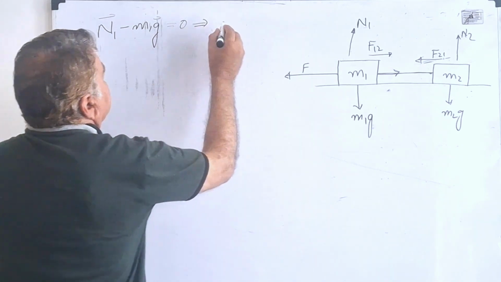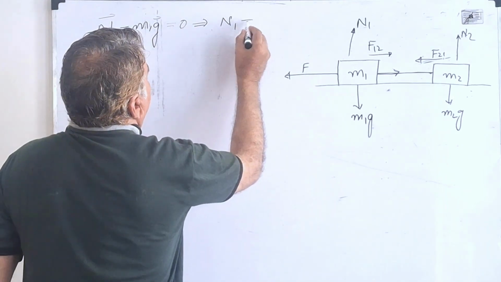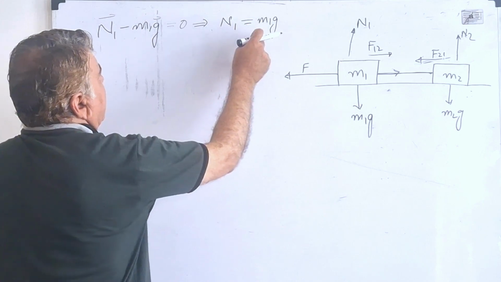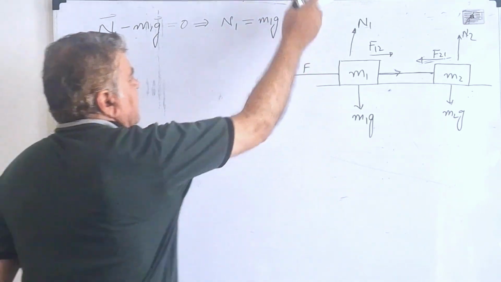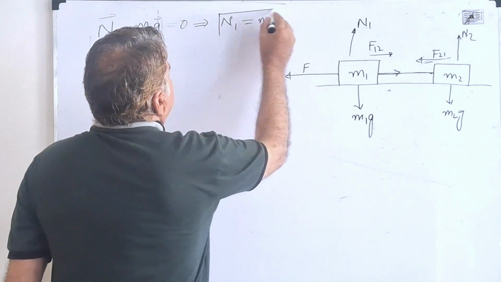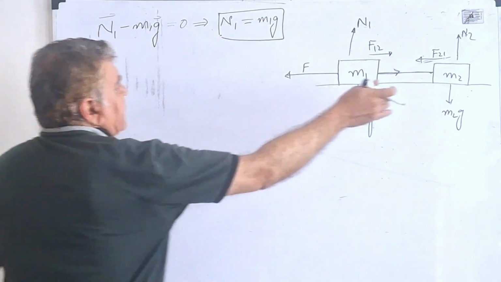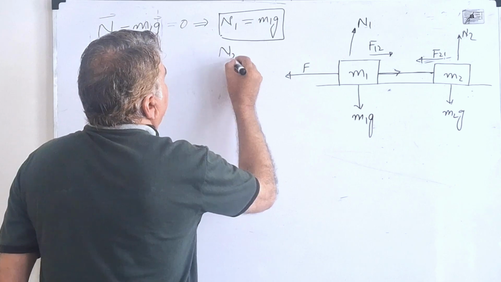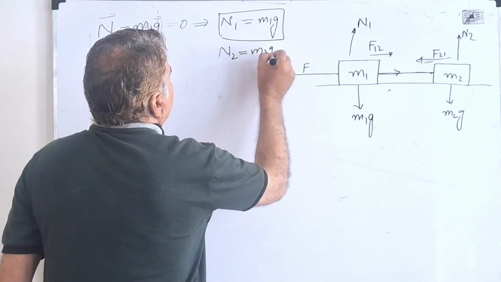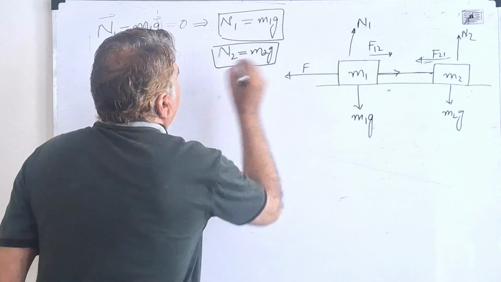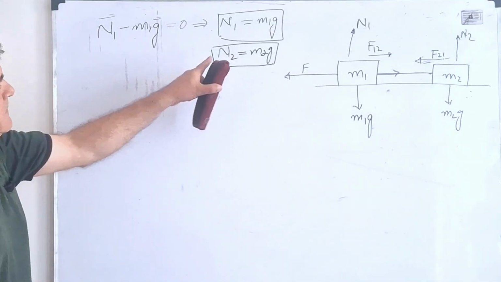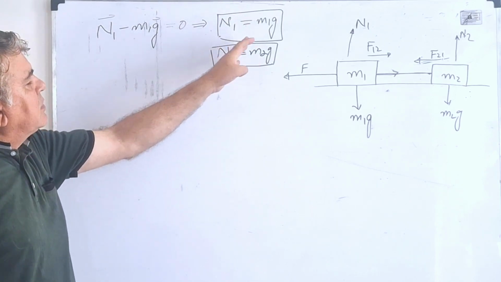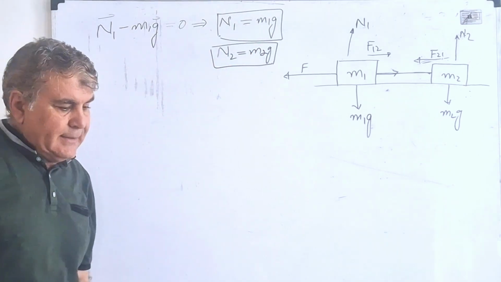This allows me to write N1 equals m1g. That is, the magnitudes of these two forces are equal but opposite in direction: one is upward, the other is downward. We have this condition. Similarly, for the second body, I can write Newton's second law in the form N2 equals m2g. These forces in each pair balance each other, so they don't contribute to the motion of the body.